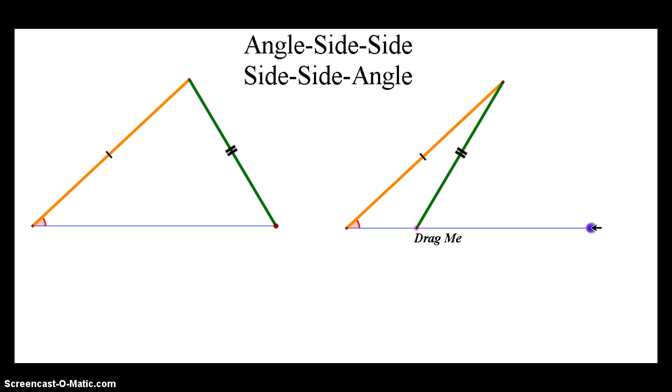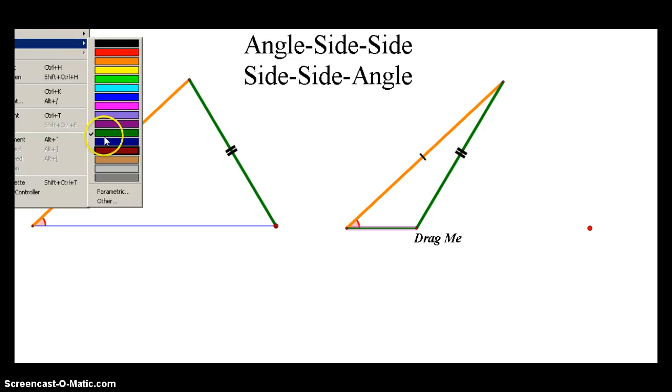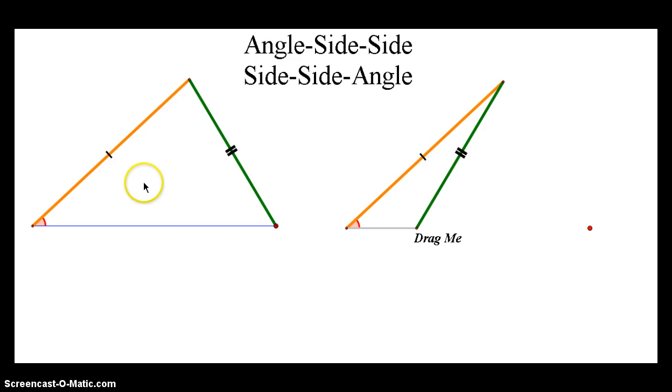Let's Control Z. Okay? I can shorten up. Now I can connect these 2 points. Let's hide this guy. I just constructed another triangle. Let's change that color so it doesn't look the same. I should change it to gray. Okay. I just constructed another triangle that is not congruent to the same one, but yet has the same angle, side, side. So can we say that angle, side, side, or side, side, angle is a shortcut to prove congruence?